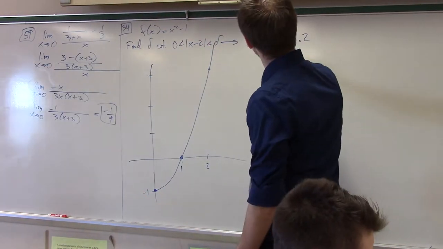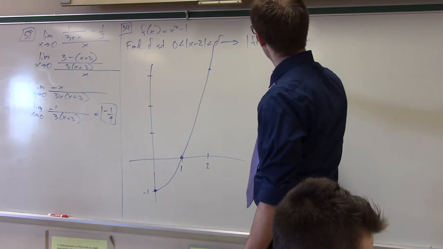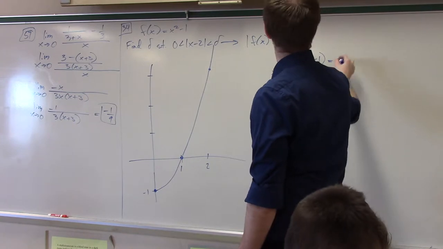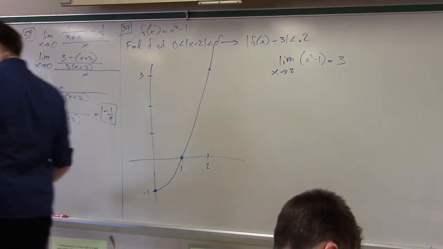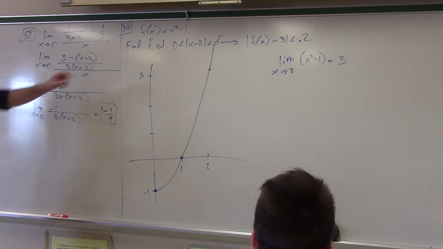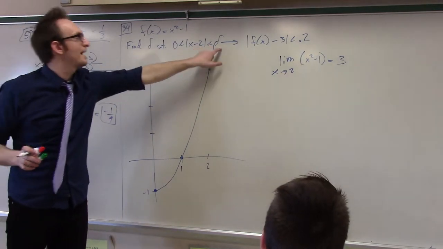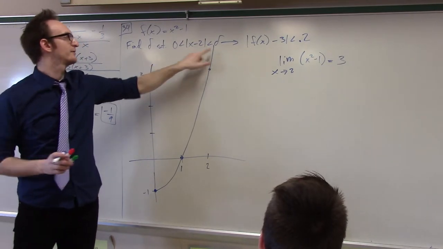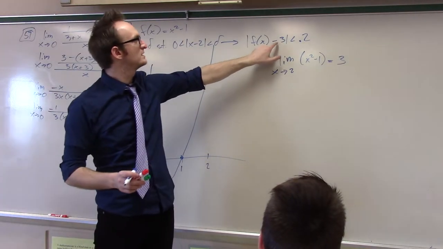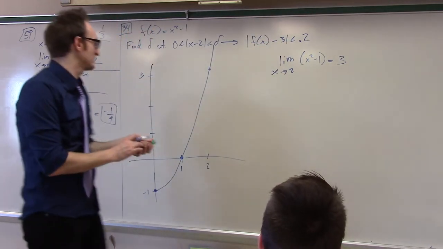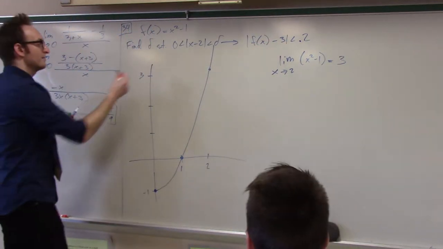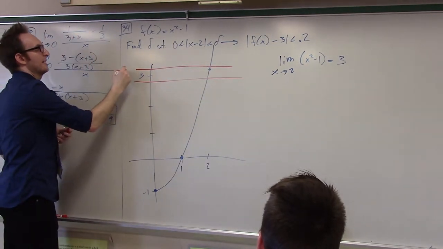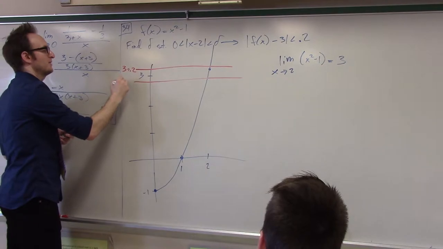Essentially we're evaluating the limit as x approaches 2 of x squared minus 1, and we're getting that the answer is 3. And what they are saying is, find a delta such that as long as you're within delta of 2, the distance between f and 3 will be less than 0.2. To boil this down, they are challenging us with an epsilon of 0.2, right?